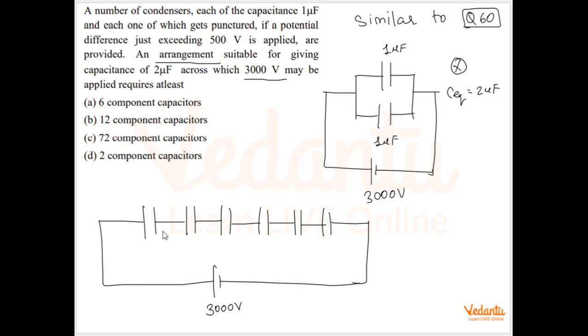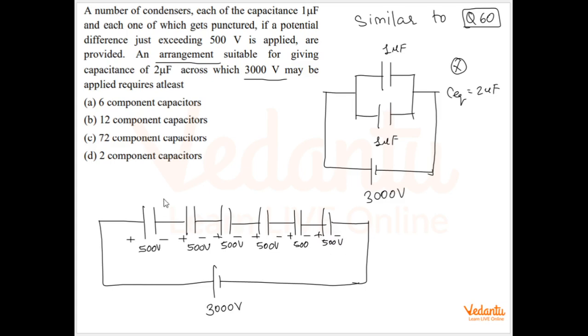then this 3000 volt will divide across each of them, and each of them will only get a potential difference of 500 volts, because 3000 divided by 6 is 500.